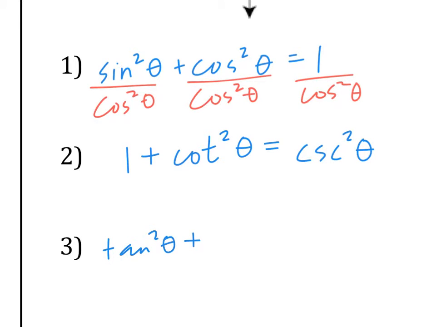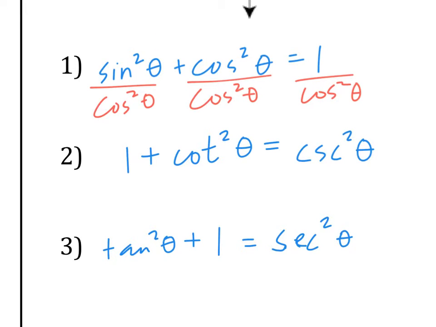All right. And then cosine squared over cosine squared is 1. And 1 over cosine squared? Yes, secant squared.